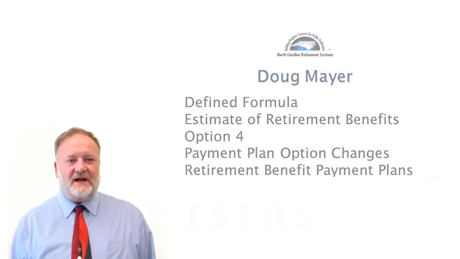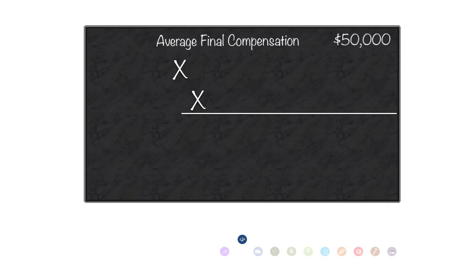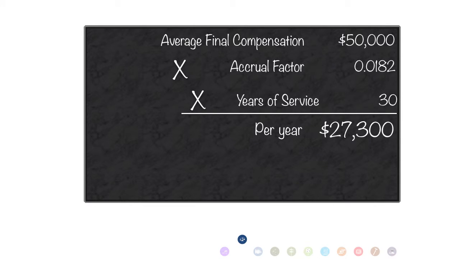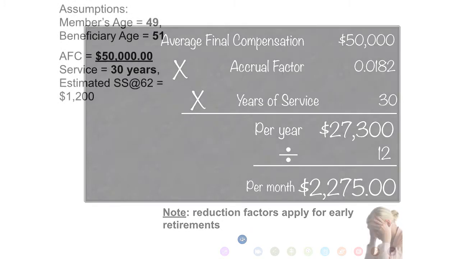Retirement benefit payment plans. The defined benefit formula used to determine a teacher and state employee's maximum annual benefit is 1.82% of your average final compensation times the years and months of creditable service. Please note that reduction factors do apply for early retirements.